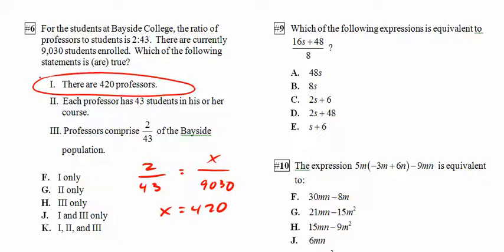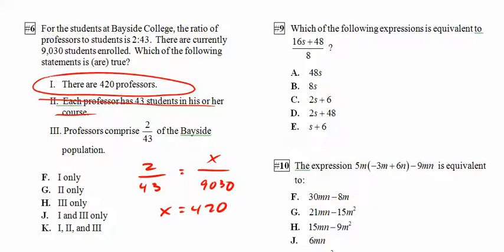That's correct. Each professor has 43 students in his or her class is false, because they may have more, they may have less. They may be running more than one class. I mean, there's a million different reasons. And here's the hard part. A lot of people are going to pick 3, even though it's wrong. Professors do not comprise that.